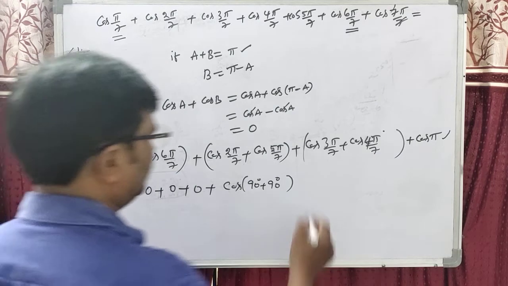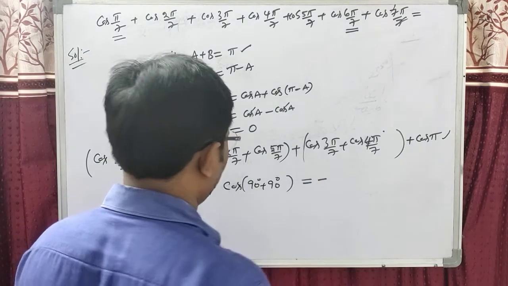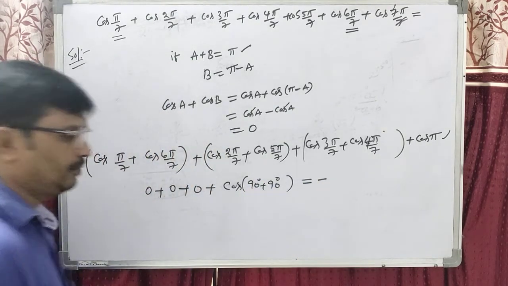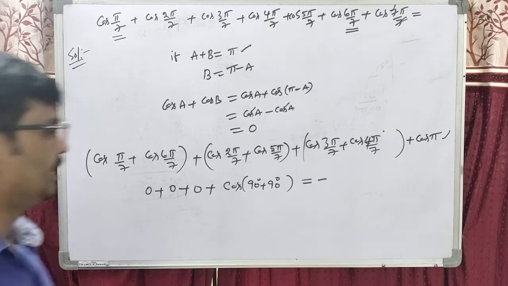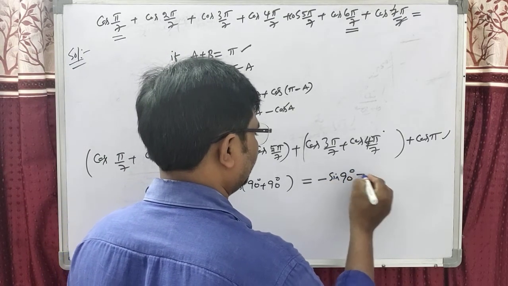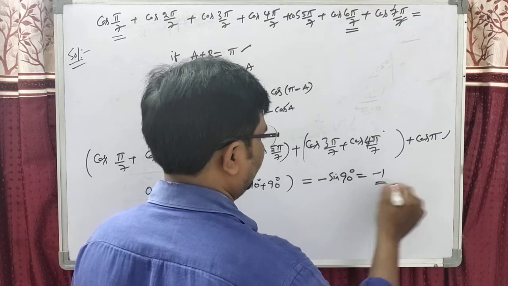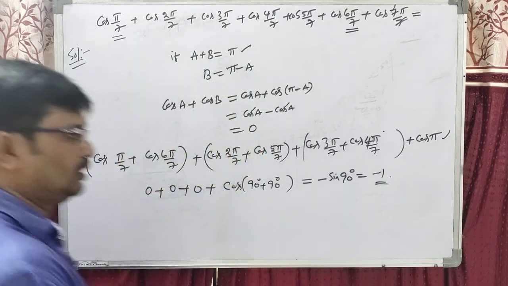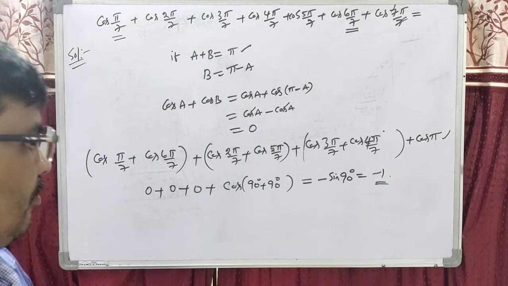Therefore, students, how can you write this? Cos of 90 plus theta lies in the second quadrant. In the second quadrant, cos is negative. Now this is minus sin 90, therefore this is minus 1. Okay students, the cos of 180 is minus 1.